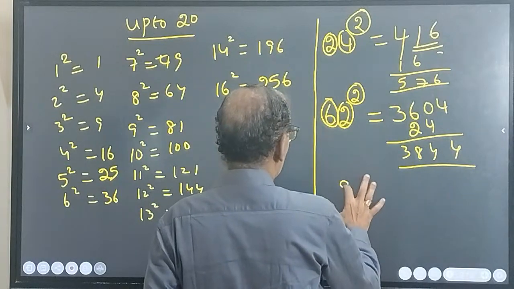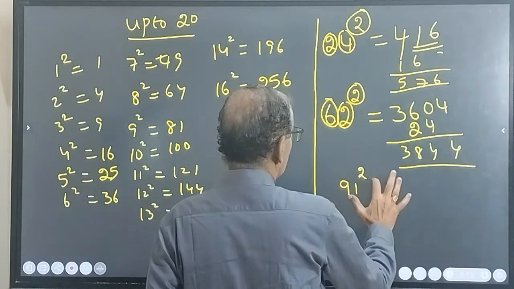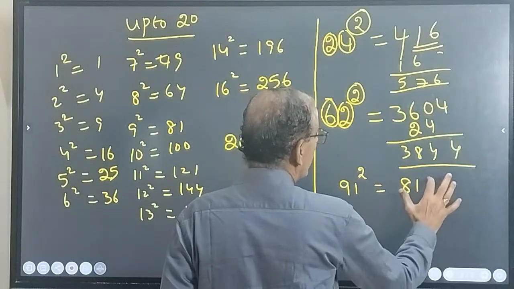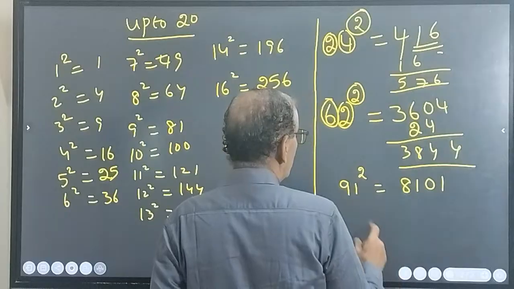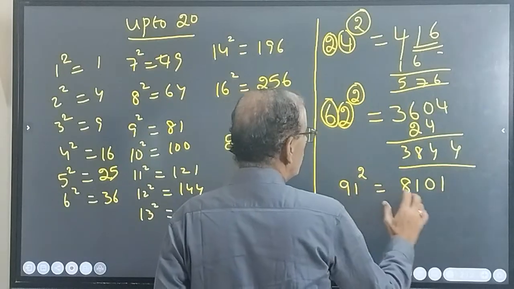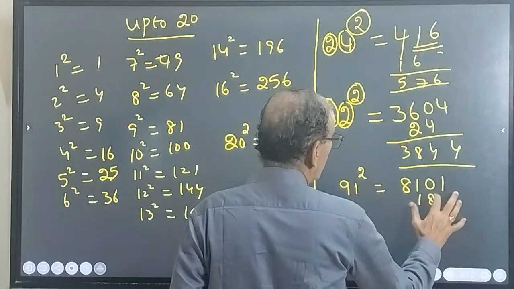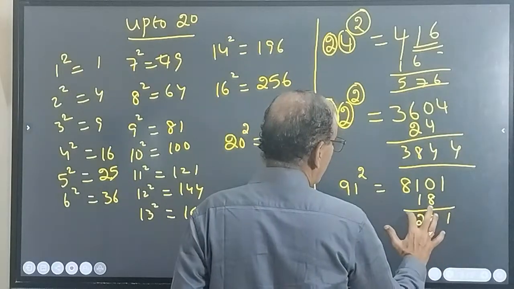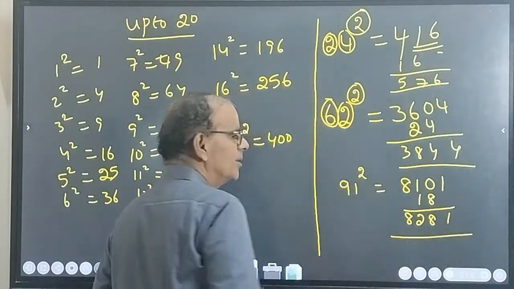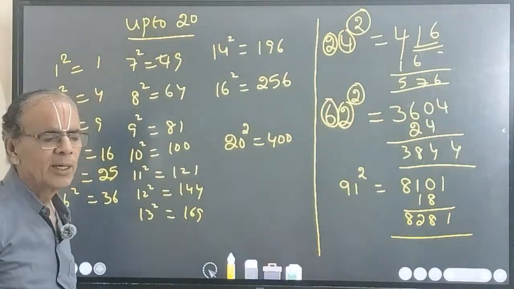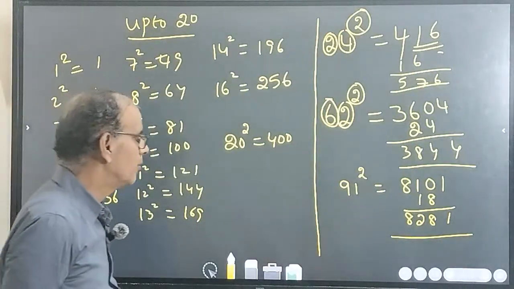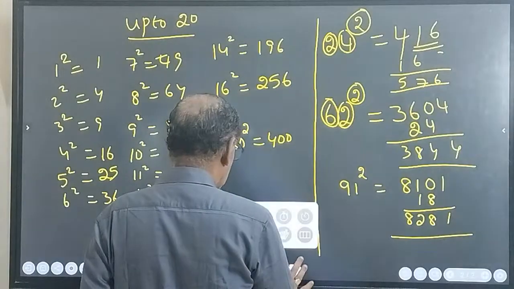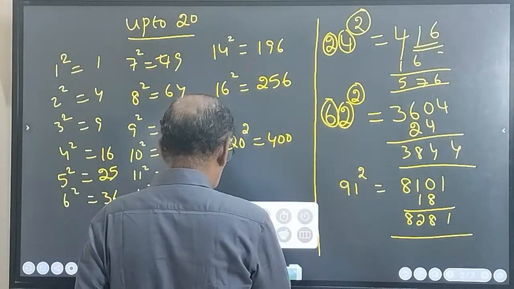Suppose I have to find 91 squared. 9 squared is 81. 1 squared is 01. 9 into 1 into 2, 18. You put 18 here. 1, 8, 2, 8, 2. What is the answer? The answer is 8281. Like this you can find out up to 99 squared. Okay.